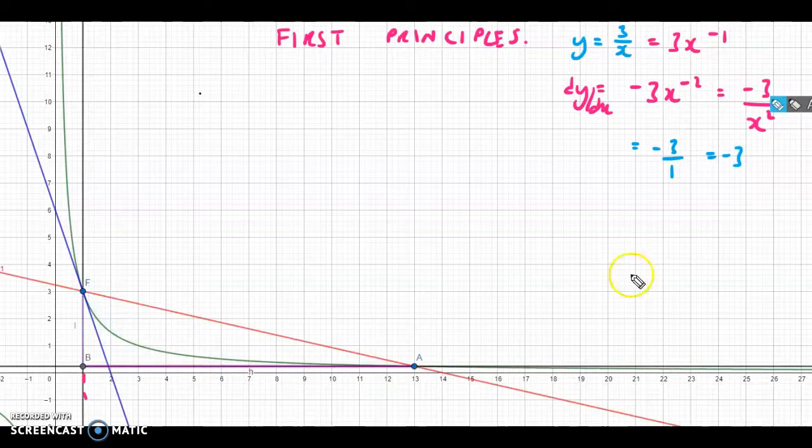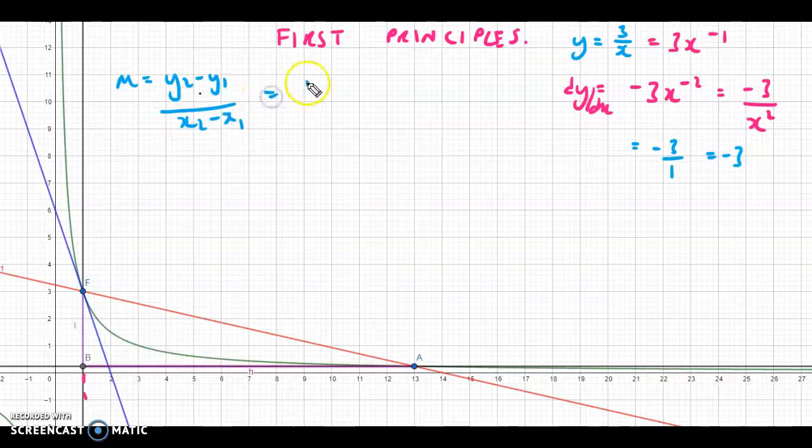So first principles is as if we are back in year 9 and 10 and all we know to work out the gradient is y2 minus y1 over x2 minus x1. Or we used to use word sayings like rise over run. So here we've got the point that we were talking about before. And we could use the point and call it actually (1, 3). But in this case, I'm just going to call it x.